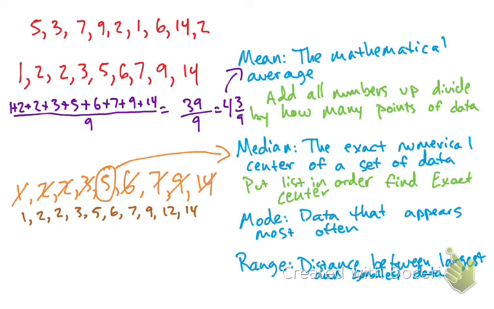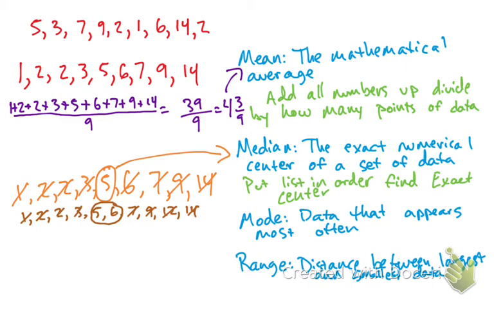Well, I'm going to follow my same process. My list is in order. I'm going to cross off from both sides of my list until I end up in the exact middle. However, you're going to notice now that I have 2 numbers in the exact middle. And so in order to find the median of this set of data, we actually have to find what's directly in between the number 5 and 6.